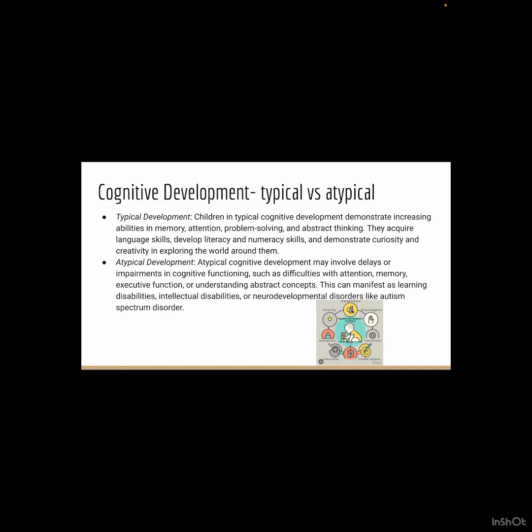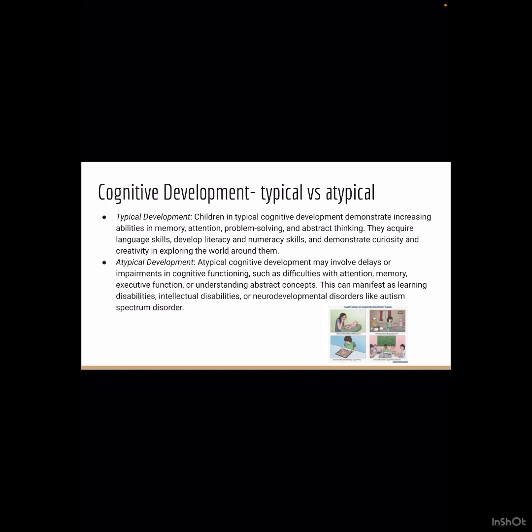However, when it comes down to atypical development cognitively, you find that there are some delays or some impairments in their cognitive functioning, right? So they may have difficulty with remembering things, they may have difficulty with attention, executive function, or even understanding certain concepts, right?